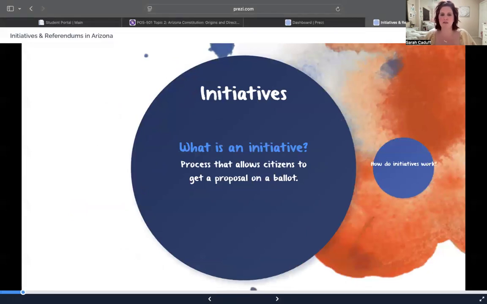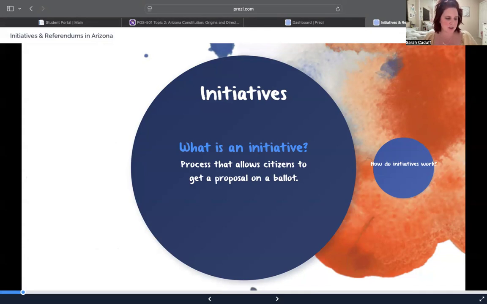First up for initiatives. So what is an initiative? It is a process that allows citizens to get a proposal on a ballot, right? So that is the basic definition. It is a process that allows citizens to propose new laws or amendments to the Arizona Constitution by collecting a required number of petition signatures. If the initiative meets all requirements, it is placed on the ballot for public vote.